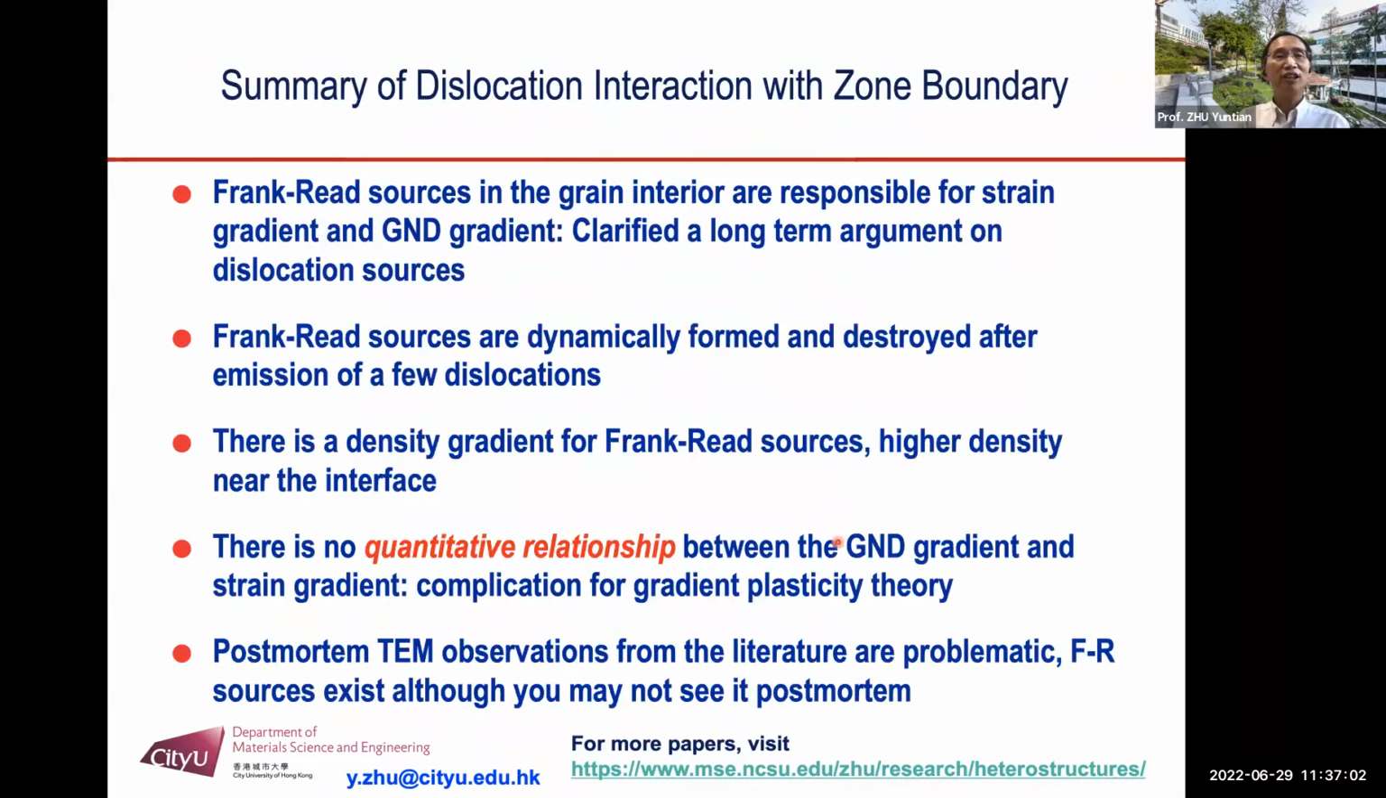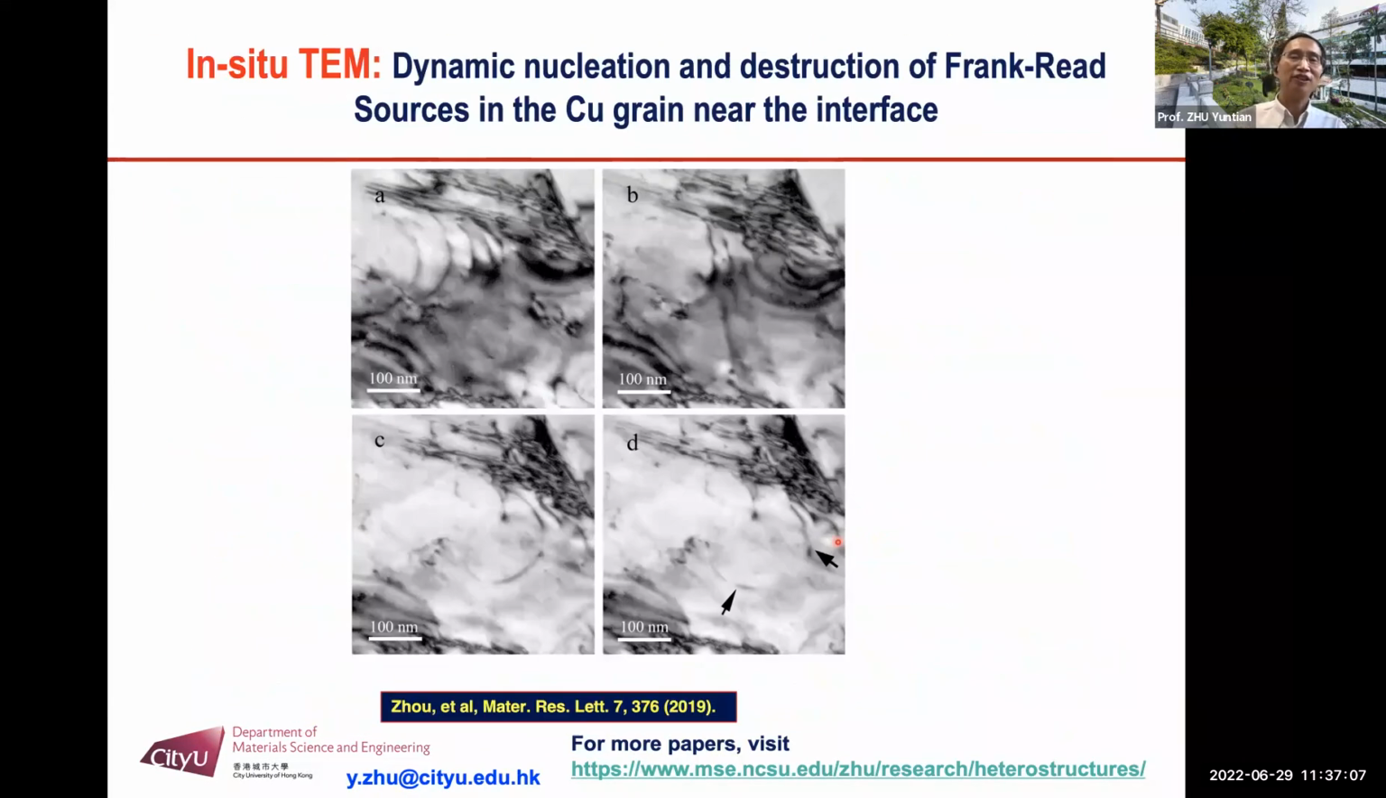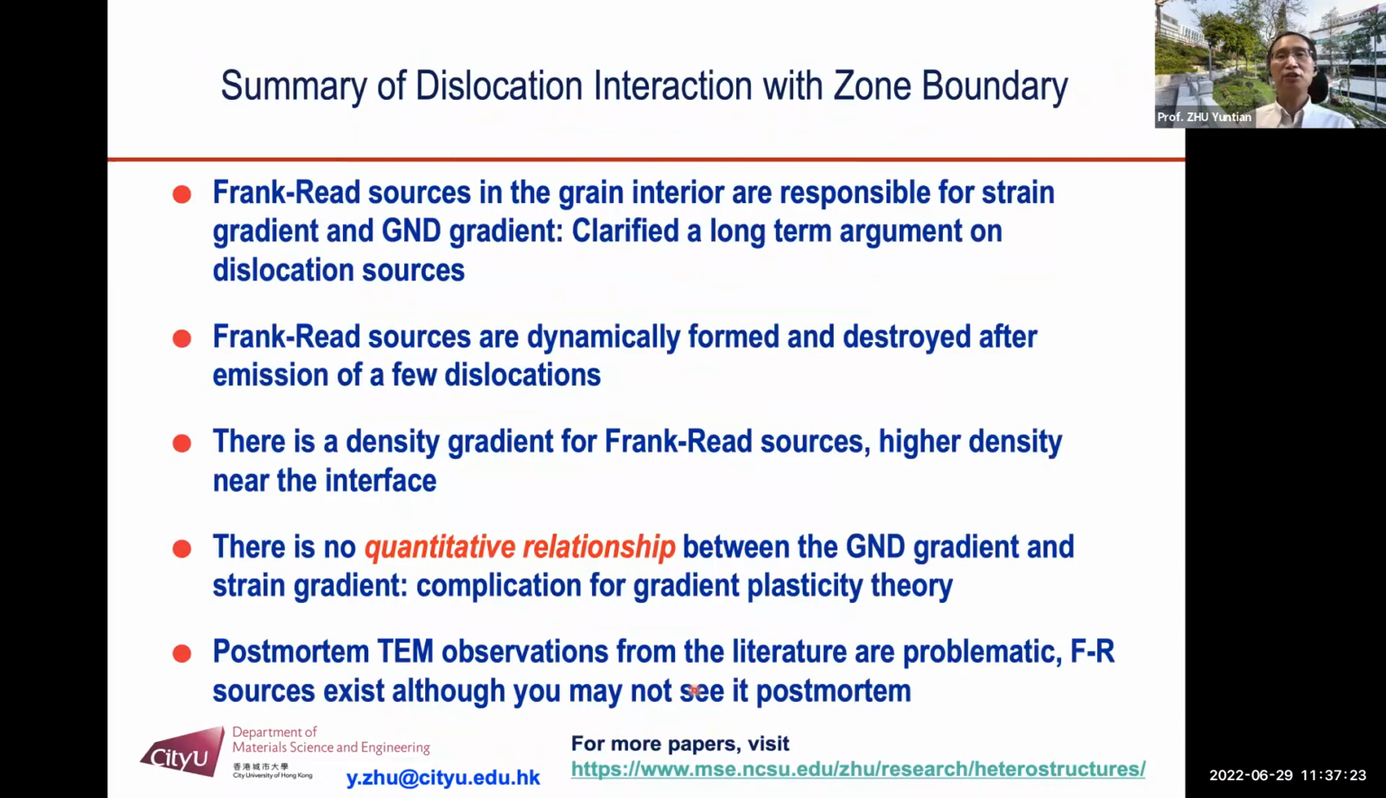Then you may wonder how this is dynamic. How does that happen? If you are more interested, I suggest you go read this paper. Okay, there's too much to put into this tutorial. So to summarize, this in-situ TEM tells you that Frank-Read sources still exist in the grain interior, and it's not from the grain boundary.